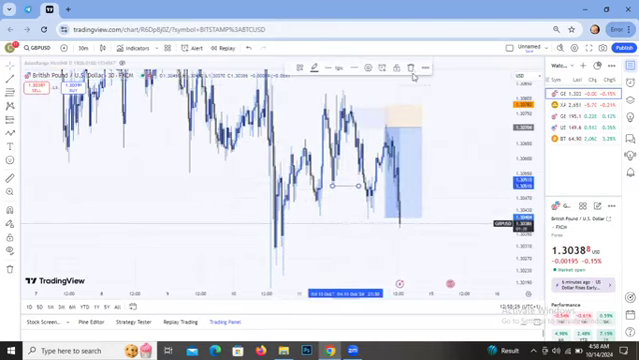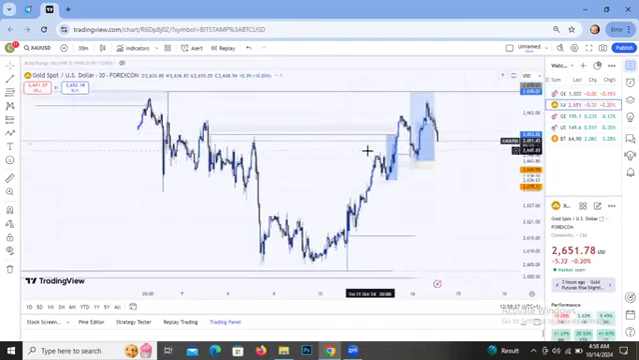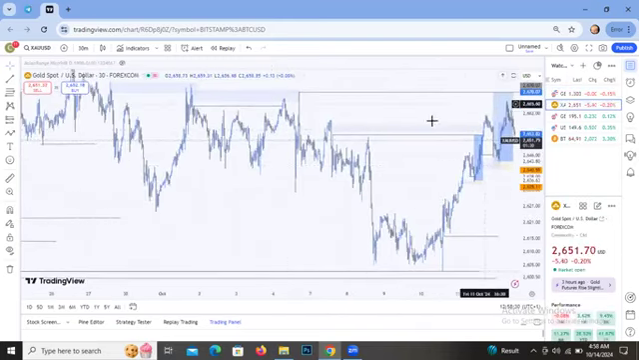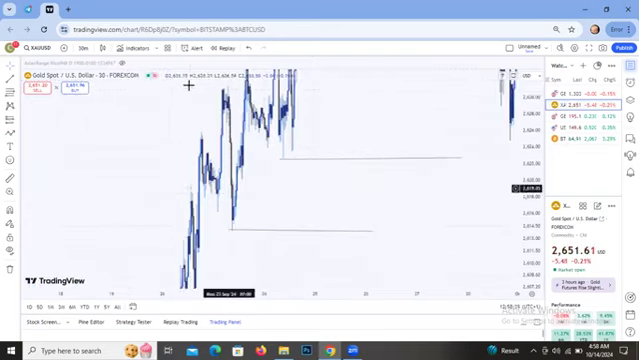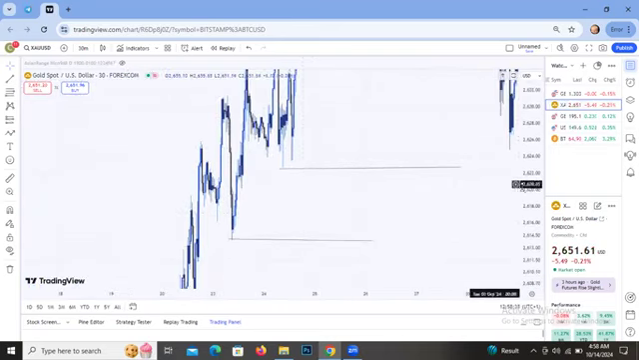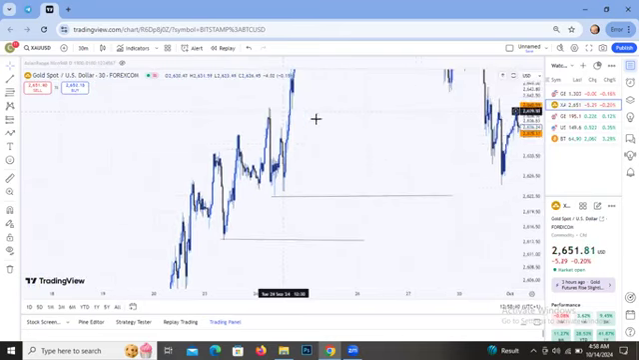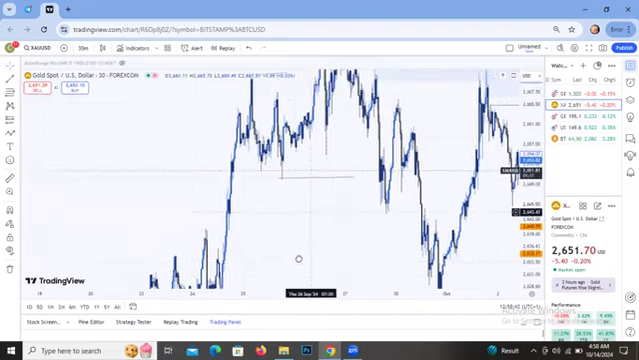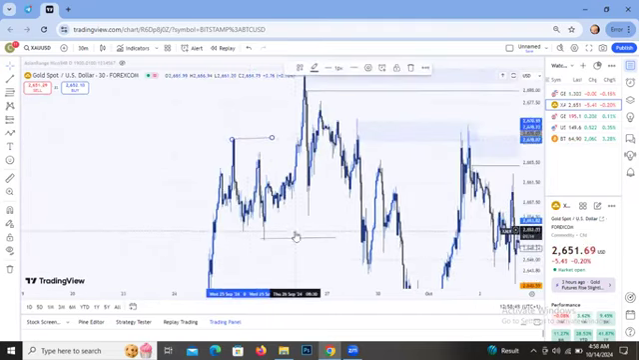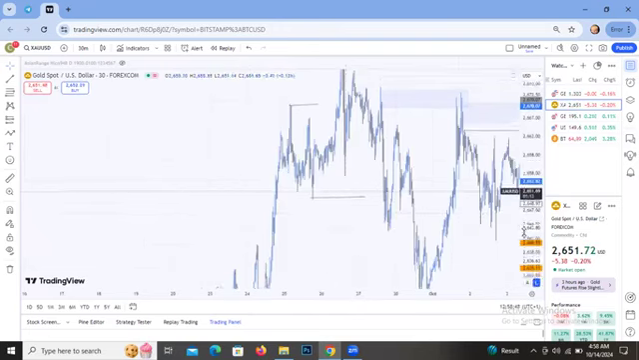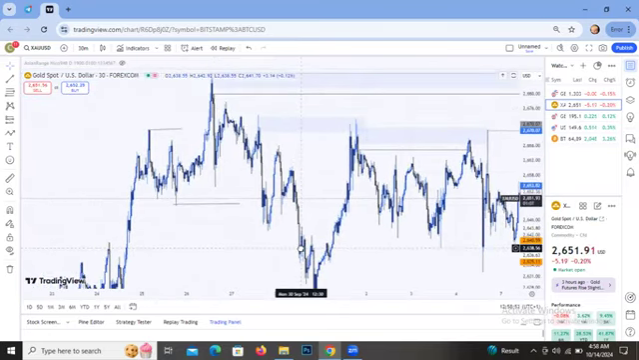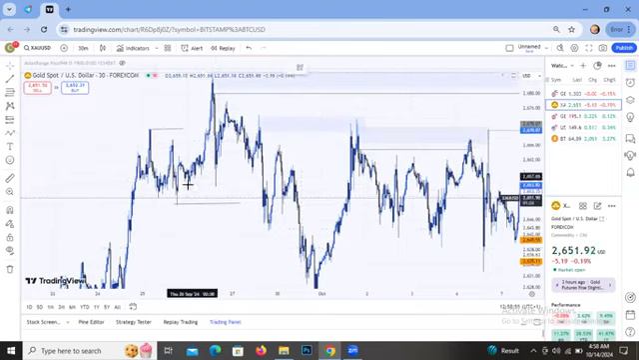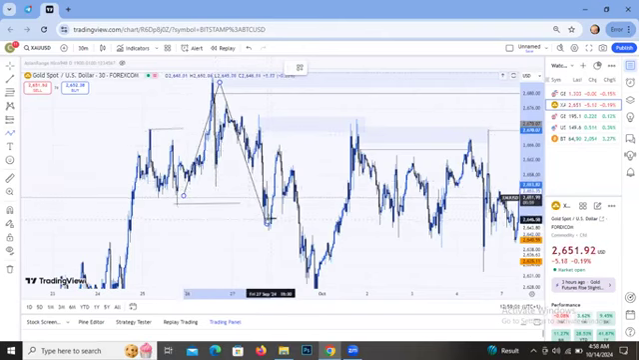Okay. So the change of character is just simple to understand. This is a high high being taken out and the high low being protected, and the high high broken out, and we have another high high here, and we have this high low. So the high low gets broken, showing the market shifted. It is the change of character. Market changed structure. Market was going up, the market changed character.